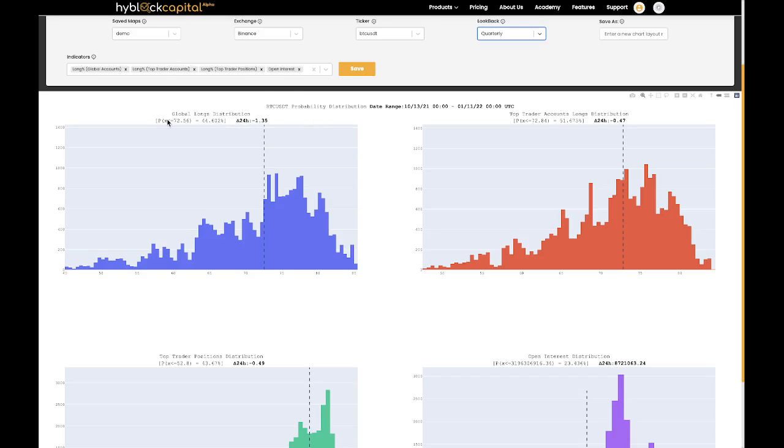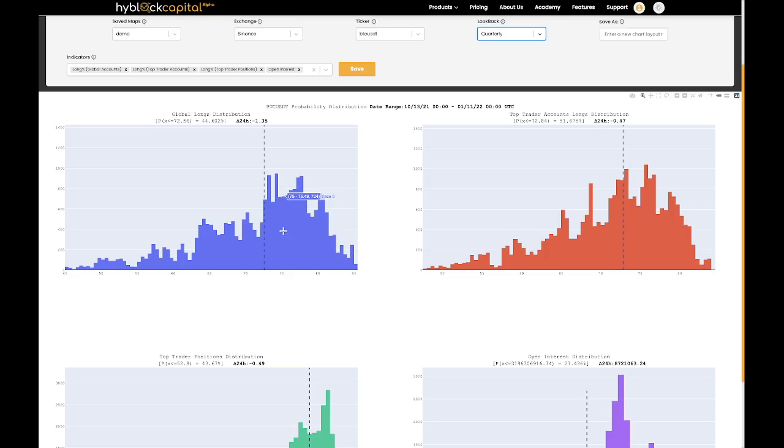On the top, next to the probability, we also have the 24-hour delta. So this shows the change in the value from yesterday to today. If we hover over the graph, we can see some values that appear. So this tells you the range of the bin that you are selected on, as well as the number of occurrences within that bin.